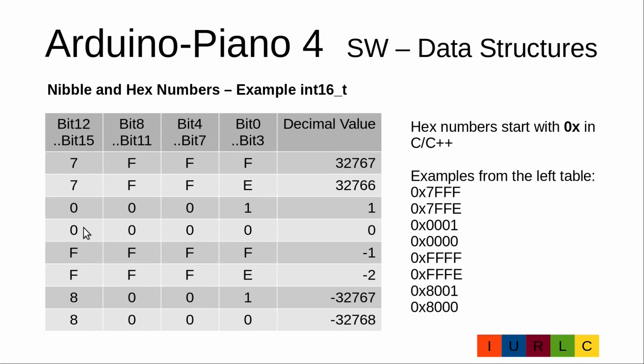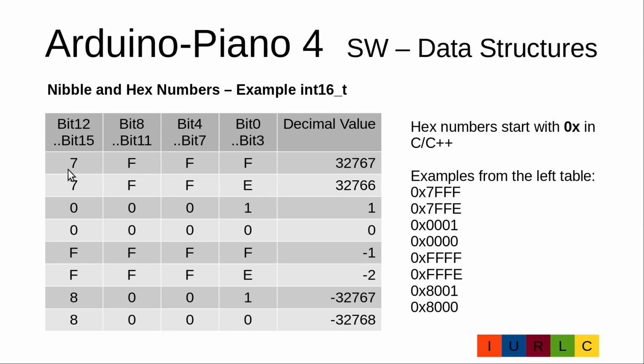Here some examples for 16-bit signed integer values. 0 is all bits 0, so all hex numbers are 0. -1 is all bits 1, so all hex numbers are F, F, F, F. 1 is also easy. All upper nibbles are 0 and the least significant nibble is 1.